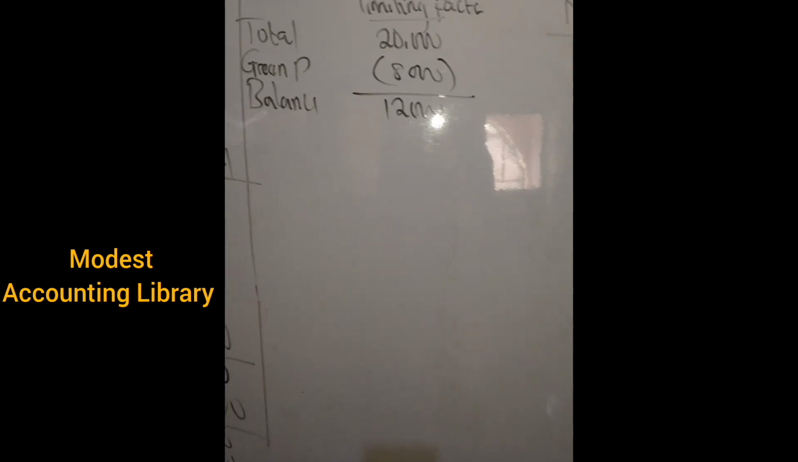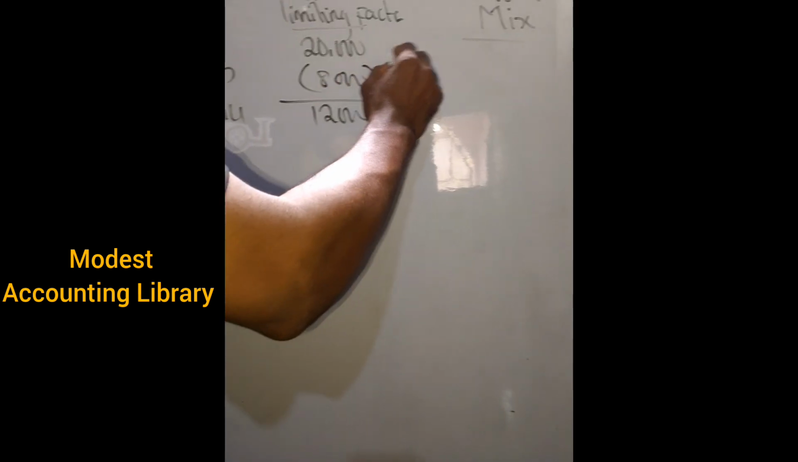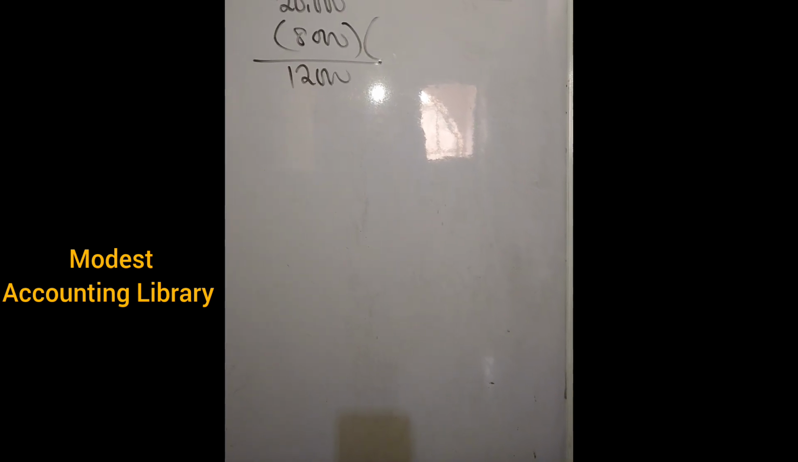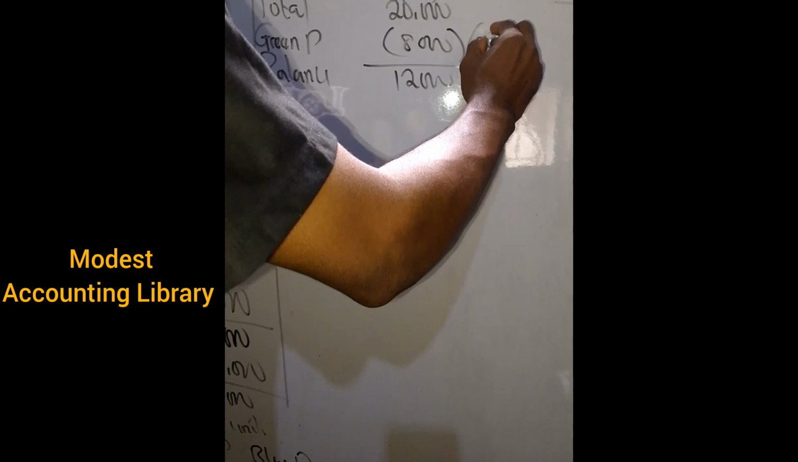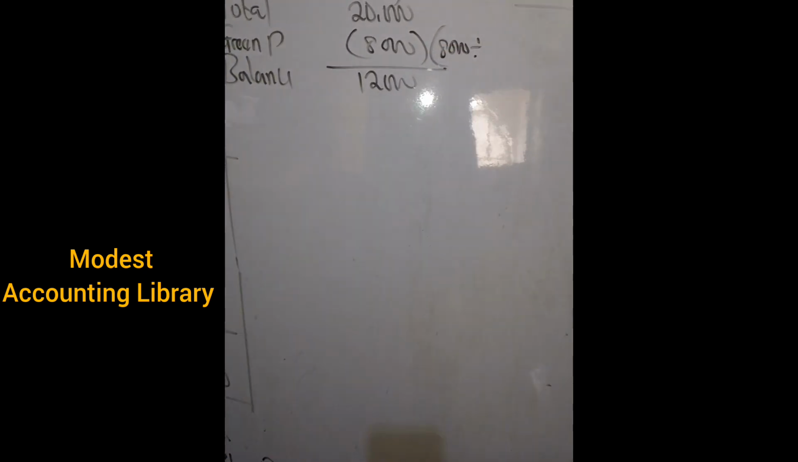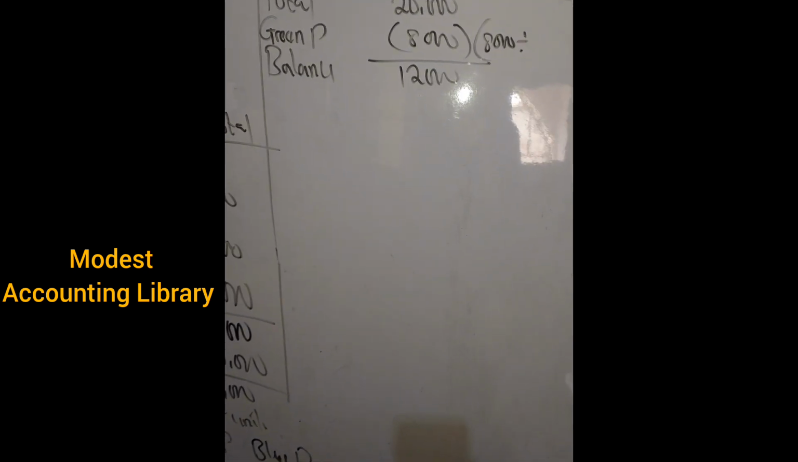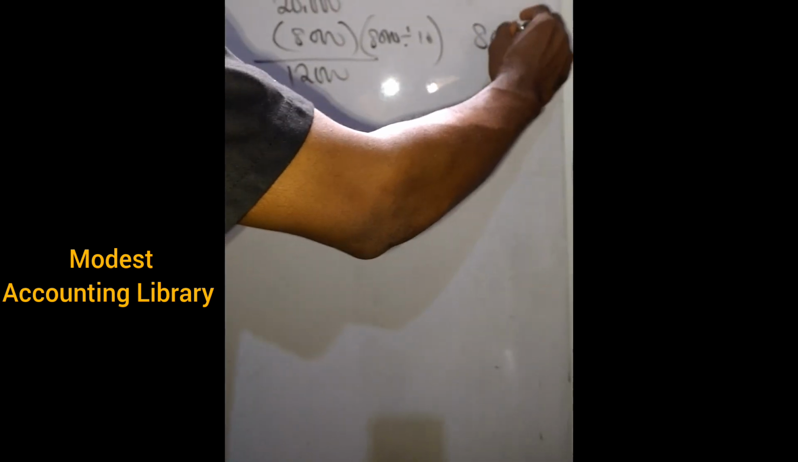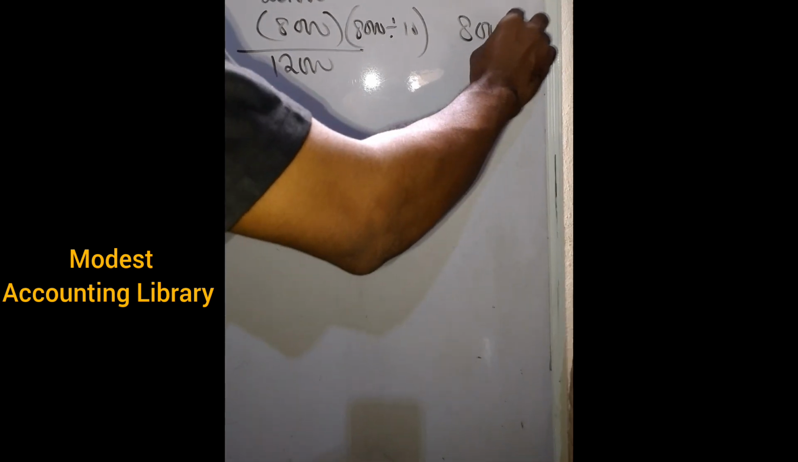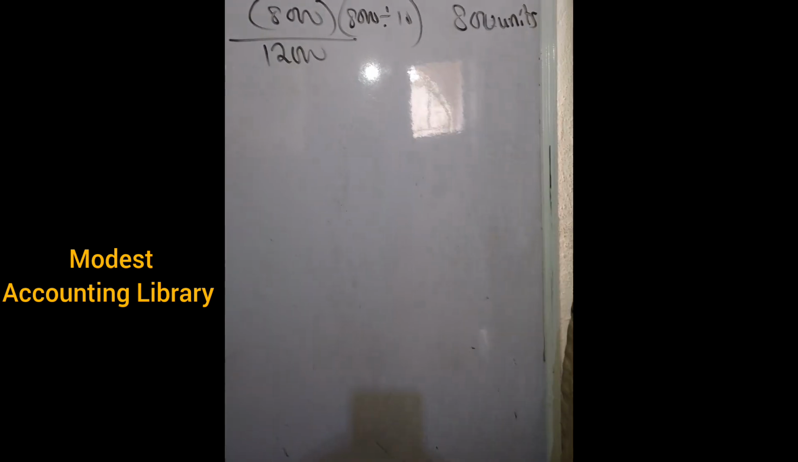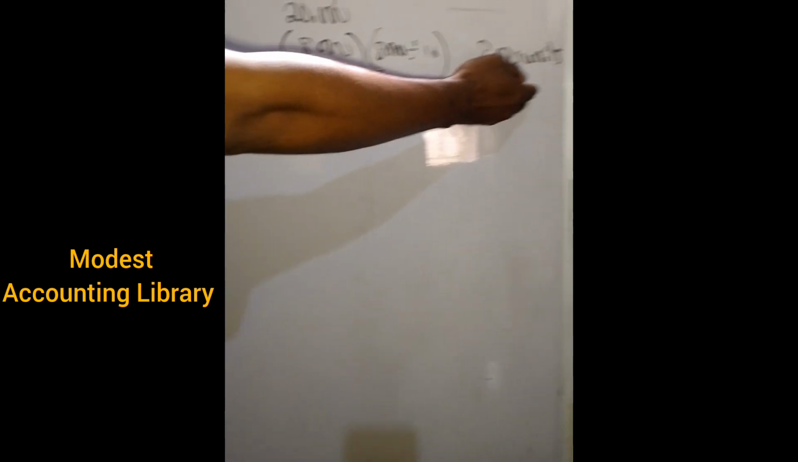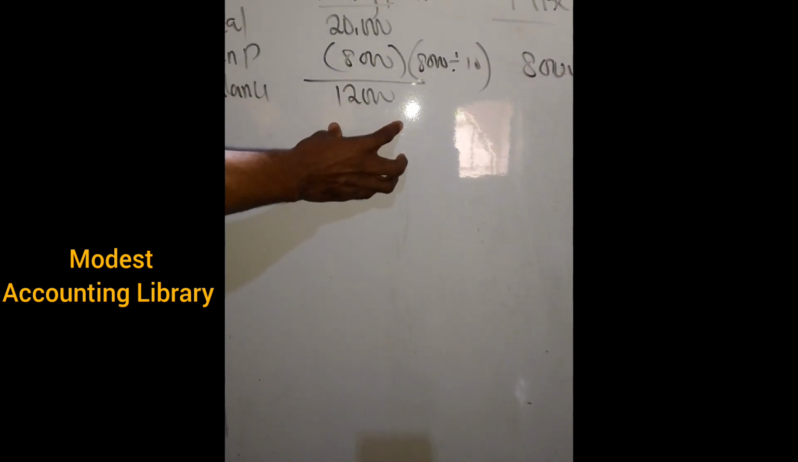But how did we arrive at this? In the bracket, how many units of green P are we mixing? We are mixing 8,000 divided by 10 hours per unit. So that was how we arrived at 800 units of green P. So we are mixing 800 units of green P. Let's continue. Remember, we still have 12,000 here.